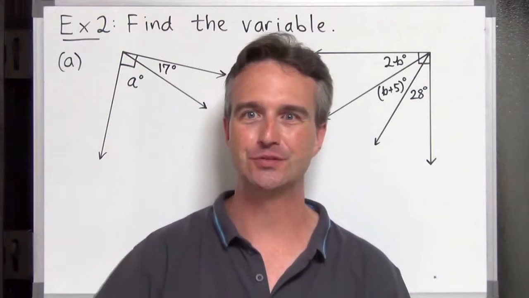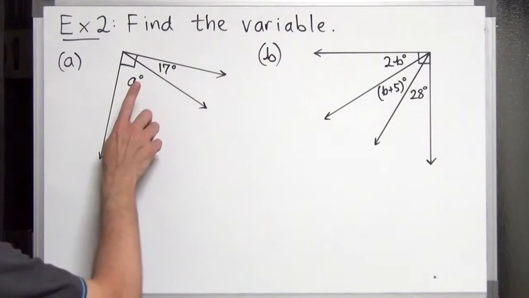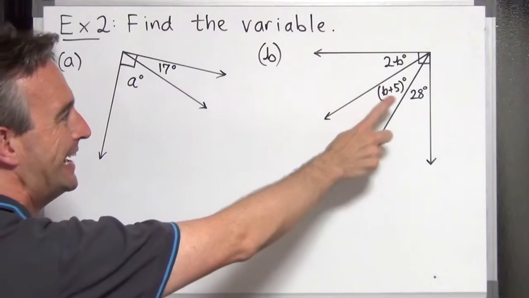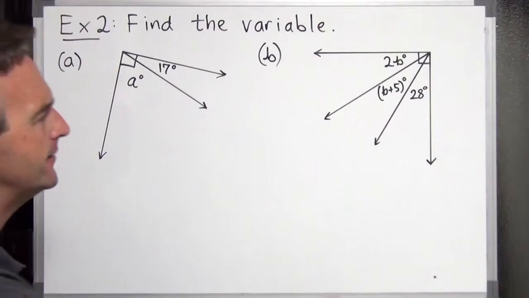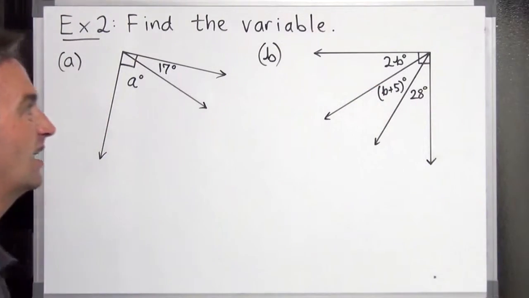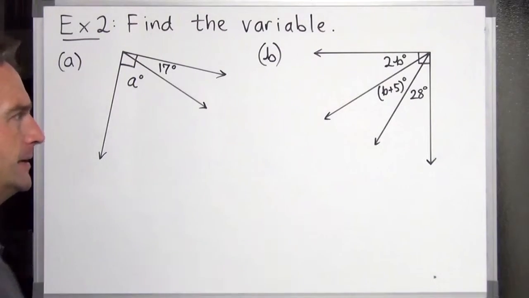Please try example 2. So 2 examples again, a simpler one here where you've got to find A, and then a harder one here where you've got to find B. You've got 3 angles making the right angle. The variable over there is B, that's 2B, B plus 5 and 28. Find A and find B. Also, check your value for B. Do the 3 angles add up to 90 as they should?